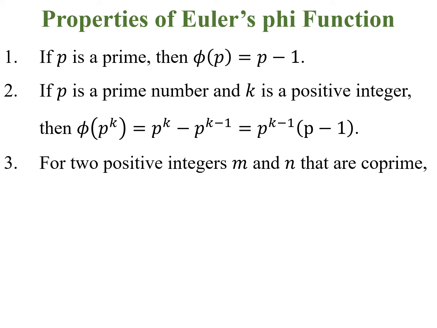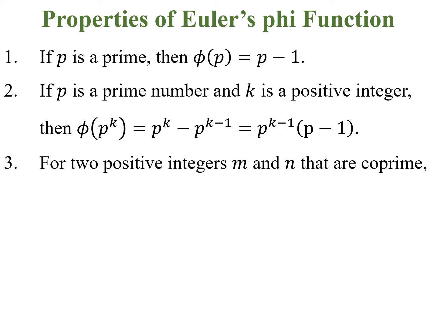Third property is for two positive integers m and n that are co-prime, means they have no positive integer as a factor in common other than 1. Means m and n have only one factor in common, that is plus 1 and minus 1. Here we are thinking about only positive integers, so m and n have only one positive integer as a factor in common, that is 1, because they are co-prime.